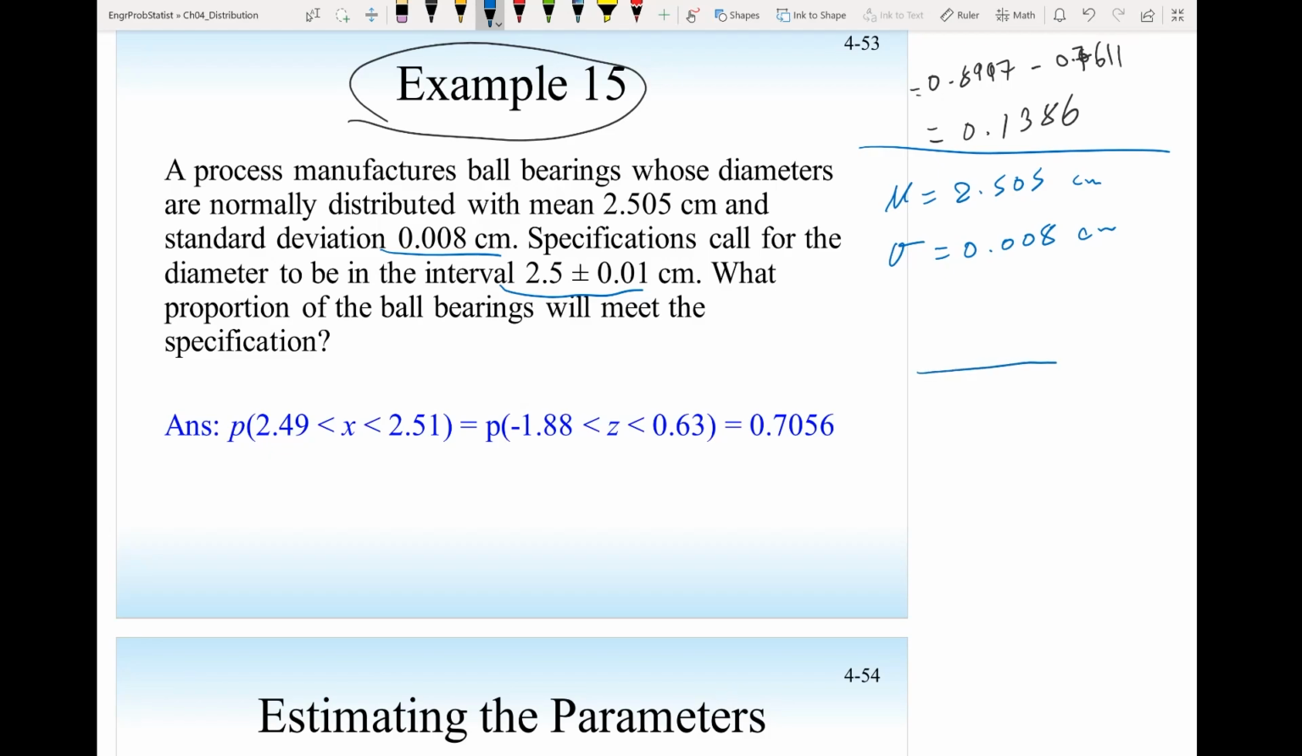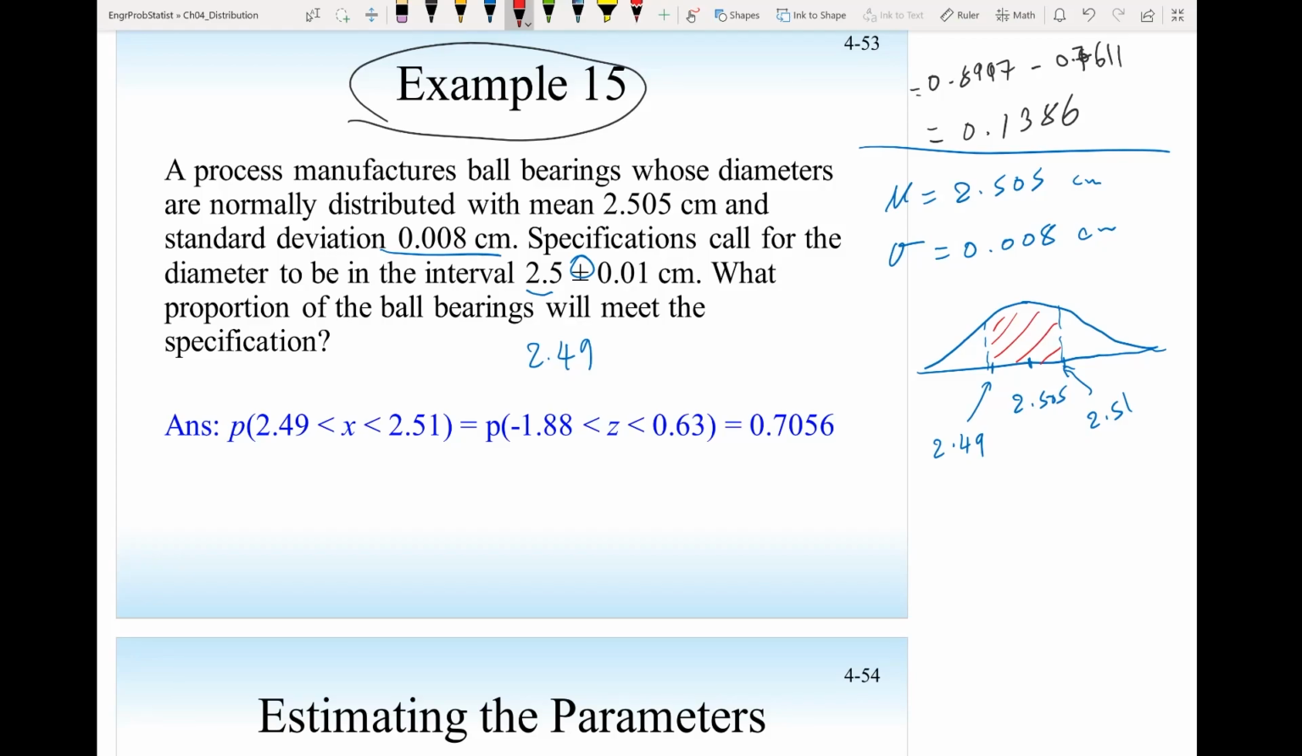So if we plot these, the mean is 2.505. They are interested in ball bearings not less than 2.5 minus 0.01, so that is 2.49, and not more than 2.5 plus 0.01, so that is 2.51. So they want this probability, this area. Well, we're going to standardize this x random variable.